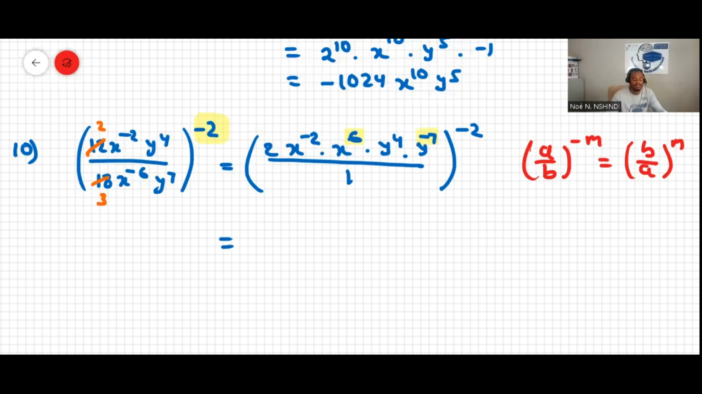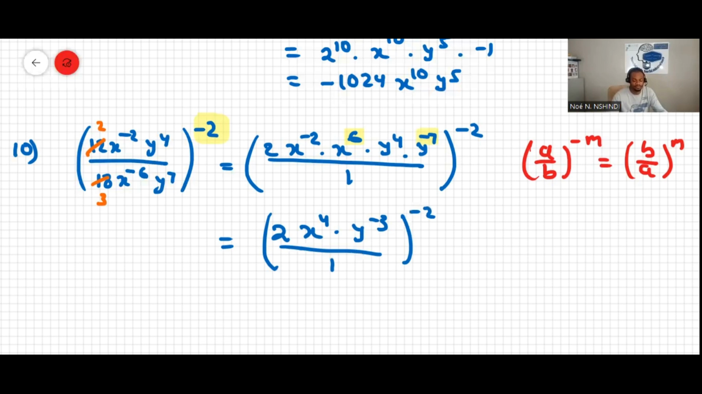Then this will make what? We can combine some bases. So we have 2, that makes x to the positive 4 multiplied by y to the negative 3. Okay? Over 1. I can say over 1, or I cannot say over 1. It's still okay. So to the negative 2.